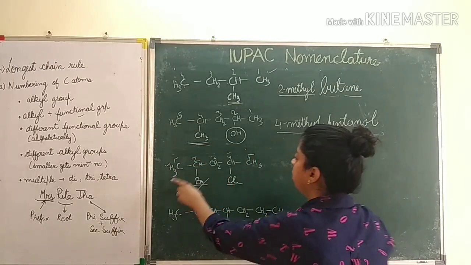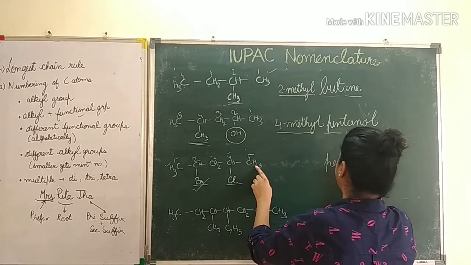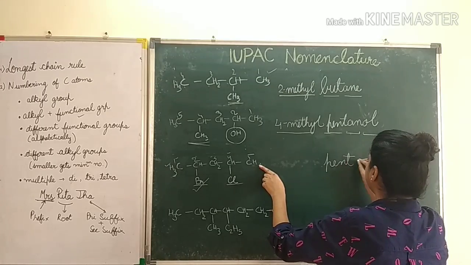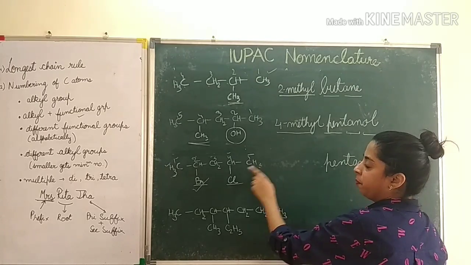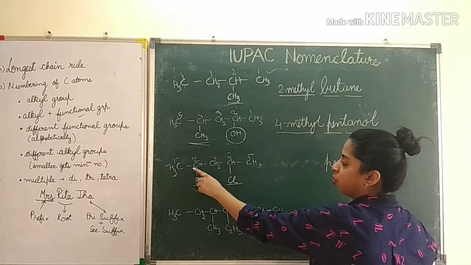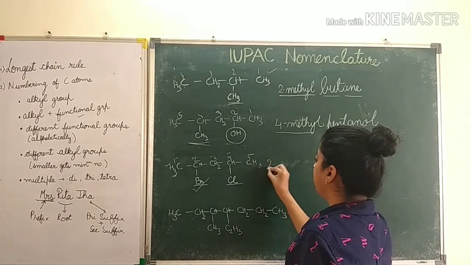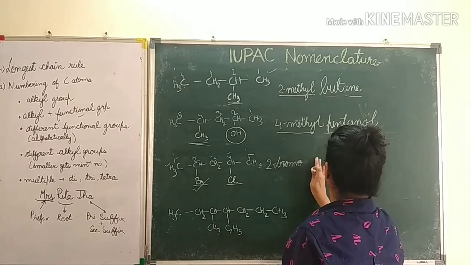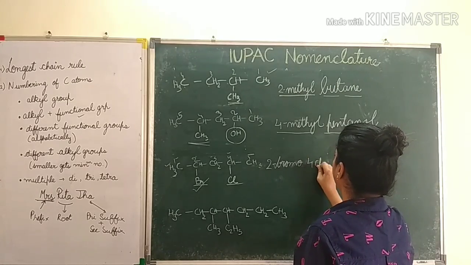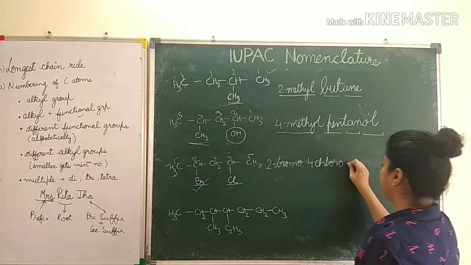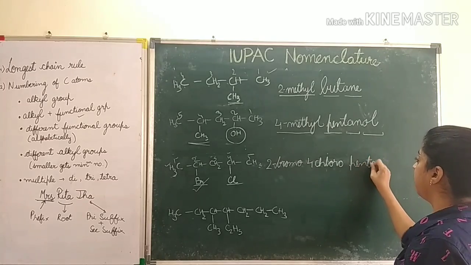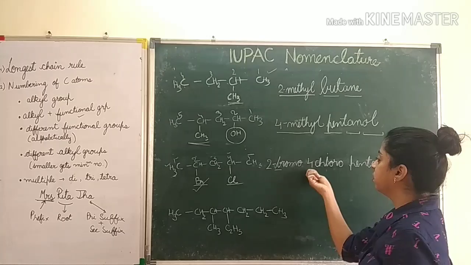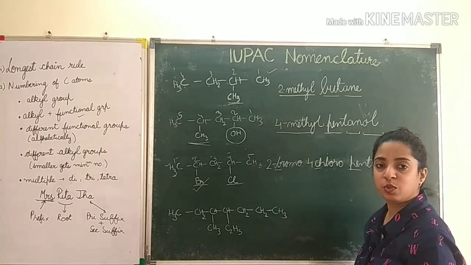Okay. So now it is pent. 5 carbon atoms, the root is pent. There is no functional group, so only one suffix, that is pentane, single bond. Now bromine and chlorine. So 2 bromo, 4 chloro pentane. Right? Now children, you should always remember there should not be any capital letter here. Everything has to be small.